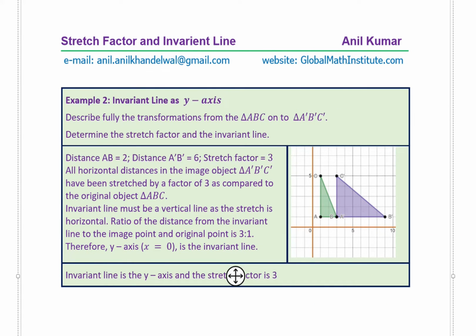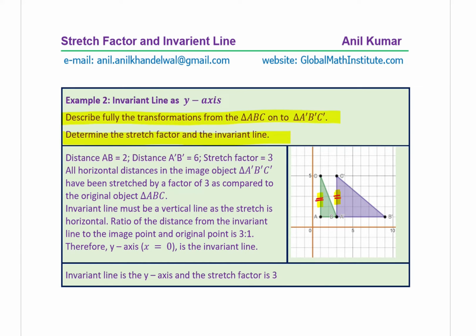Now in this case, what you notice is that the vertical distances of the two triangles are the same, correct? So we have a similar question. You need to describe the transformation from the triangle ABC onto the triangle A dash, B dash, C dash, and then determine the stretch factor and the invariant line. So what are you going to do? Well, just compare the side lengths. Each side length you need to compare clearly. What we notice here is that the vertical side lengths are the same.